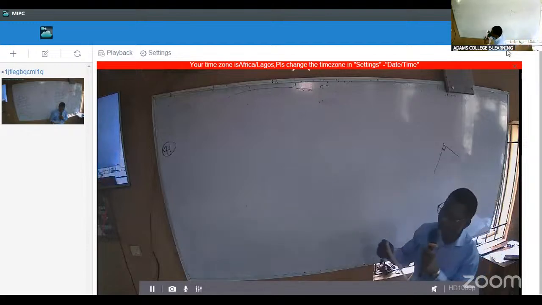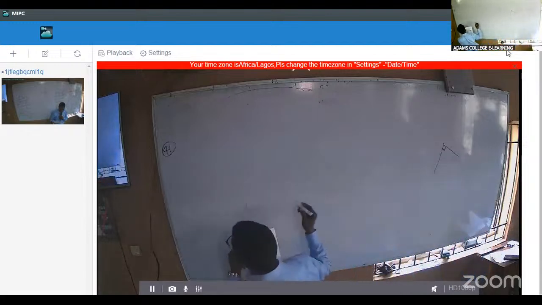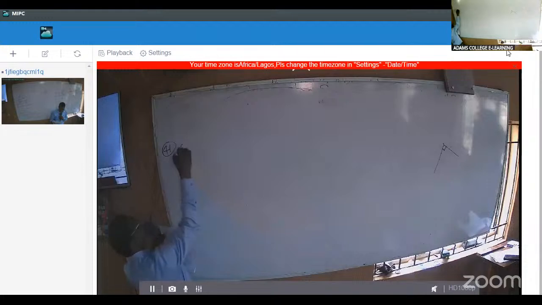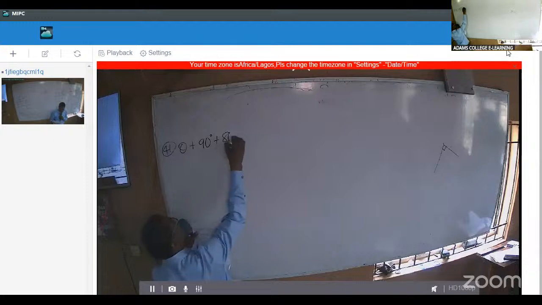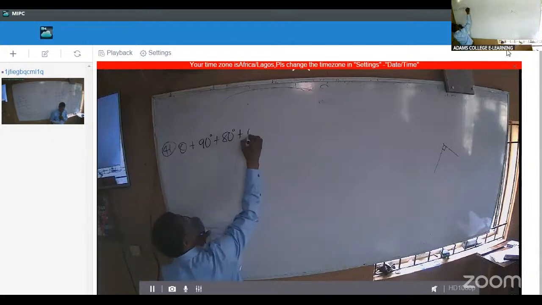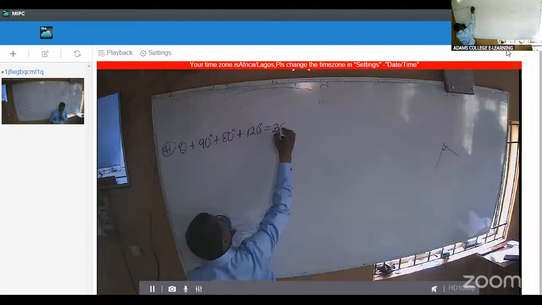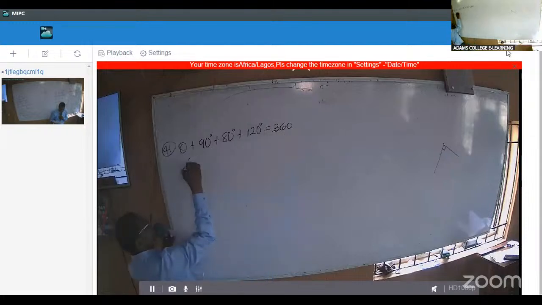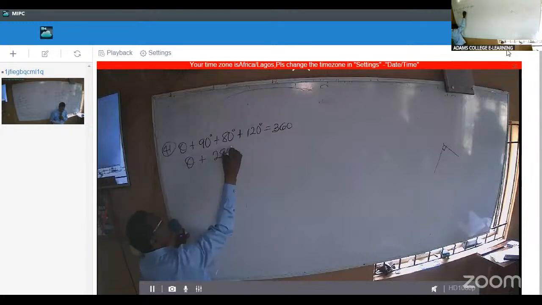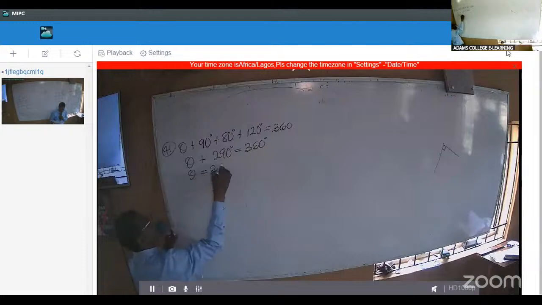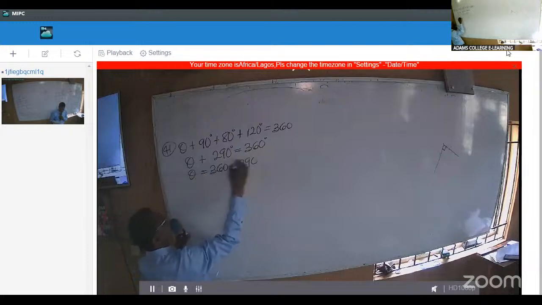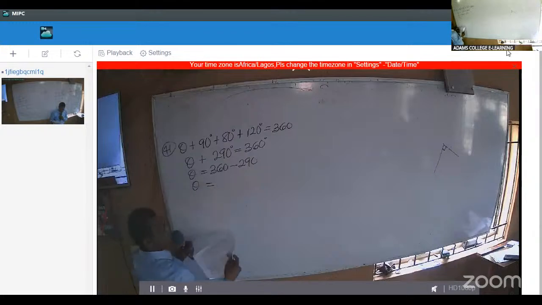So the first thing you have to do is to look for the angle that represents excellence. I call it theta for excellent, 90 for very good, 80 for credits, 120 for pass. Total angle must be 360. Sum of angles in a pie chart is 360. Out of what do you get 290? So our theta now will be 360 minus 290. I mean, the angle for excellence, how many degrees? 70 degrees.